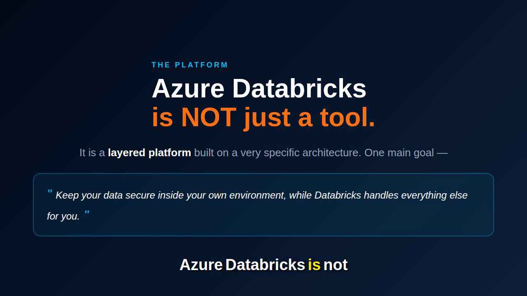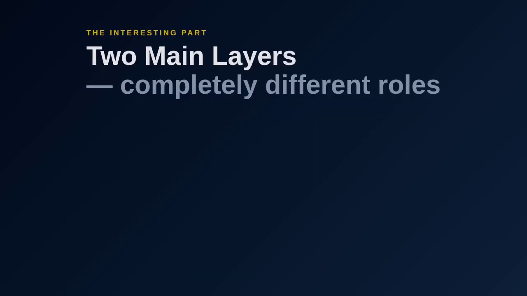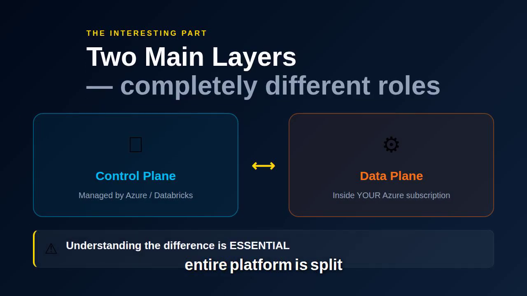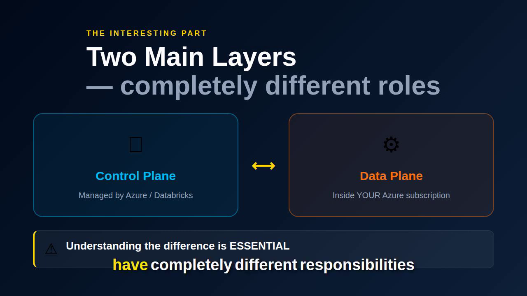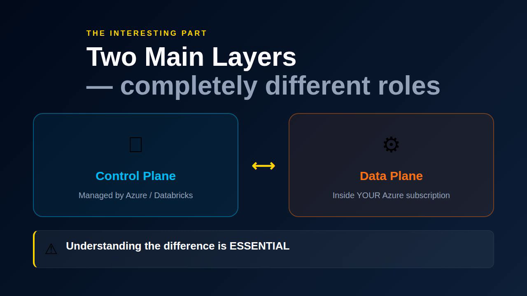Azure Databricks is not just a tool, it is a layered platform built on a very specific architecture. And this architecture has one main goal: keep your data secure inside your own environment, while Databricks handles everything else for you. Here is the interesting part. The entire platform is split into two main layers, the control plane and the data plane. These two layers have completely different responsibilities, and understanding the difference is essential.